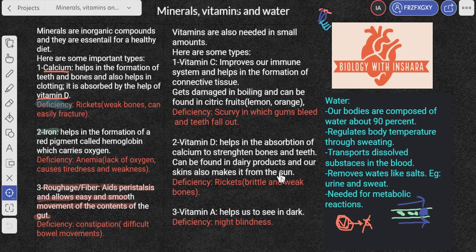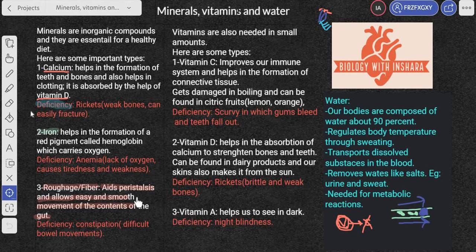And if your skin is a bit darker, then I would recommend to stay for a longer time, because darker skin generally takes longer to make vitamin D, due to the fact that darker skin reflects white light. So they need to be exposed for a longer period of time as compared to fair skin. Deficiency, rickets, same as vitamin D, in which you get brittle and weak bones.